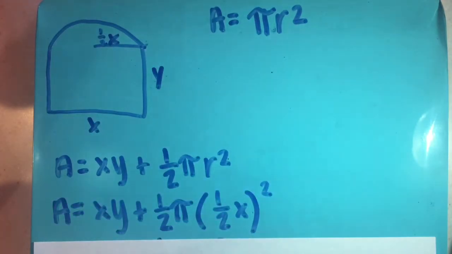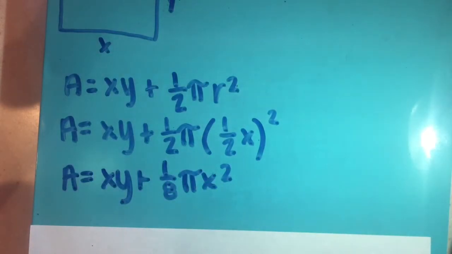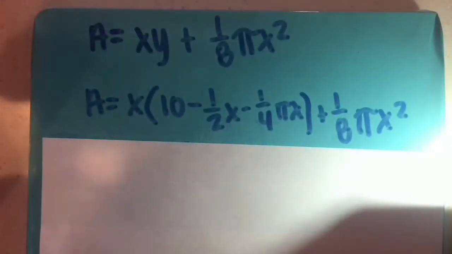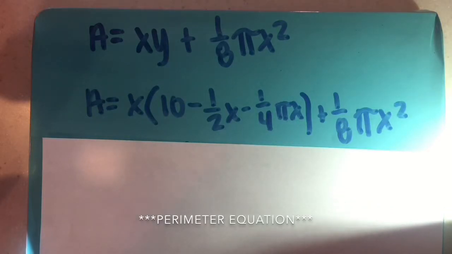Next, we're going to substitute our radius in for r. So we're going to have that equation as area equals x times y plus 1/2 pi times 1/2 x squared. Now we're going to bring in the squared term, which is going to give us area equals x times y plus 1/8 pi x squared. So now that we have the equation area equals x times y plus 1/8 pi x squared, we are going to substitute in our perimeter equation that we solved for earlier into the y spot.